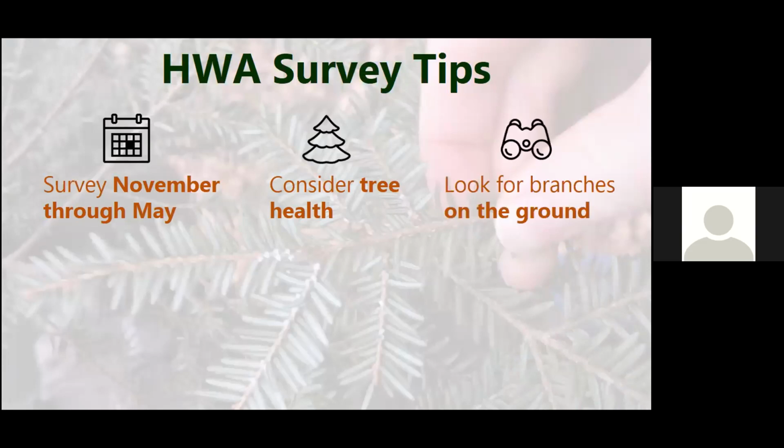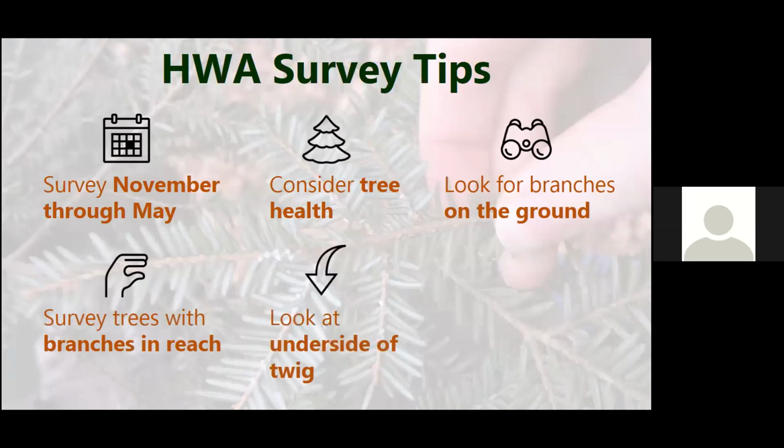It's really helpful to look for branches that are on the ground and see if there are infestations. This is especially helpful in areas where you can't reach any branches. If the canopy is really high, just look down on the ground and then you might be able to find some branches and see what's going on up in the canopy. Surveying areas where there are branches in reach is helpful because then you can get up close and personal with that HWA.